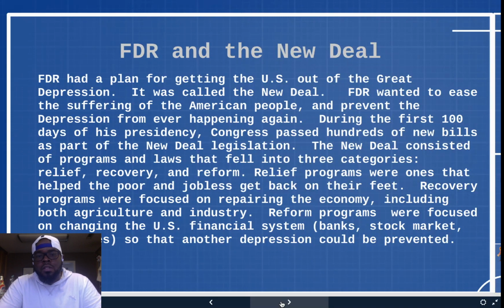During his first 100 days of presidency, Congress passed hundreds of new bills as part of the New Deal legislation. A lot of those bills came to be seen as unconstitutional, but the New Deal did consist of programs and laws that fell into three categories: relief, recovery, or reform. Relief programs help the poor and jobless. Recovery programs focus on repairing the economy. And reform focused more on changing the U.S. financial system, the stock market and banks, to try to help prevent another recession or depression from occurring.